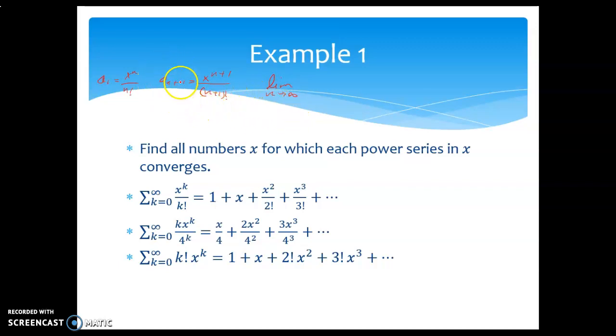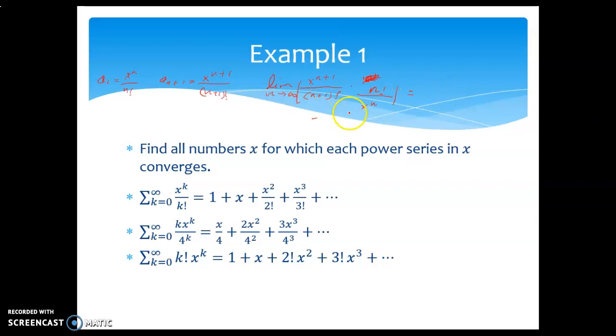So we are going to divide a_{n+1} over a_n. That means we're going to have x^(n+1) over (n+1) factorial, times, since division becomes multiplication, n factorial over x raised to the power of n. So the absolute value of that.